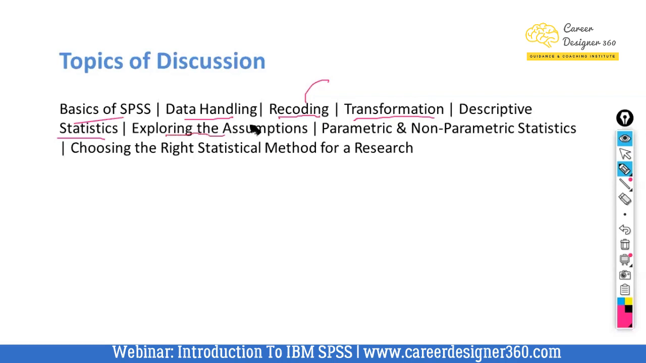Now, exploring the assumptions means getting more knowledge about the data, whether the data is normally distributed, whether it is following the bell curve or not, or whether it has homogeneity of mean or not. So exploring the assumptions has to do more with whether we are going for parametric or non-parametric statistics.